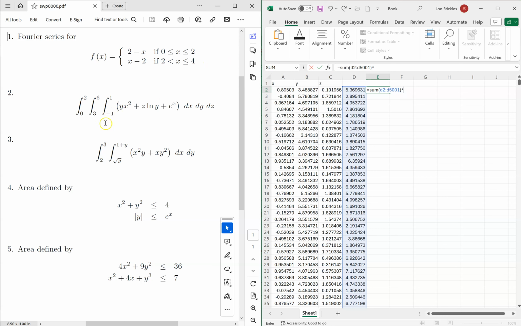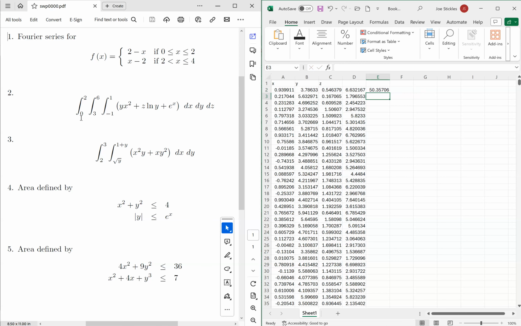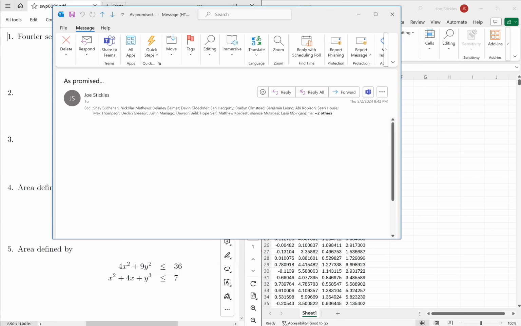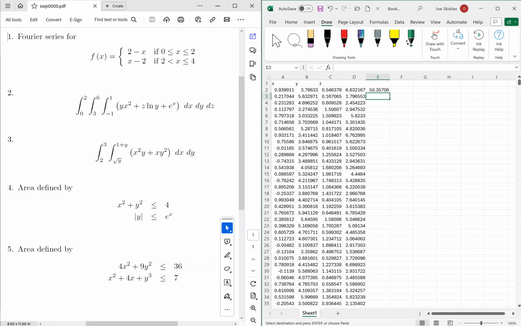In this case, 2 times 3 times 2 is 12. So we would do 12 over 5,000 for our approximation for the dx, dy, dz piece and get about 50.35. In the email I sent you, which I'm just pulling up right there, I said that I got approximately 50.2. This is for one simulation. If you rerun your simulation, of course, you'll probably get different values.